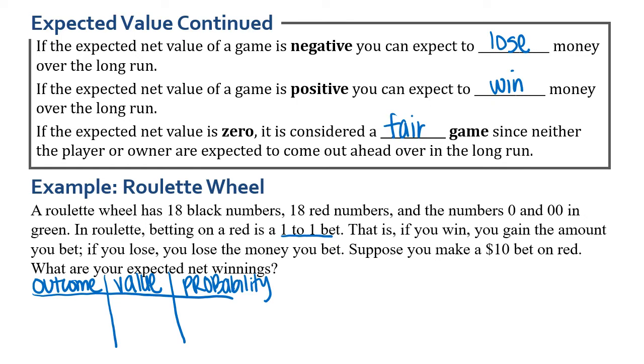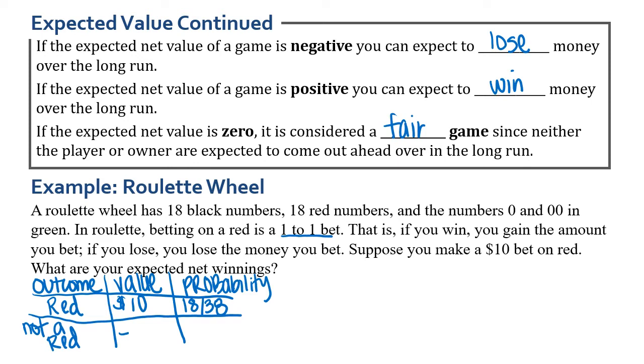All right, so the outcome of red: if it was red, I'm going to win $10. The probability of that happening is 18, so there's 18 reds to choose from out of 38 total possibilities. The other outcome would be it lands on not a red for me. I don't need to separate the outcomes of green or black because it's either going to be red and I win or not red and I lose.